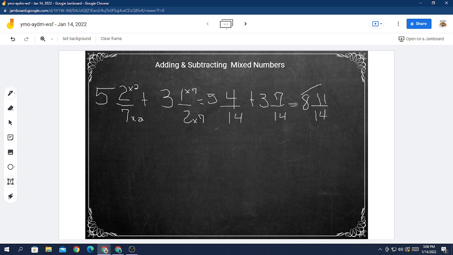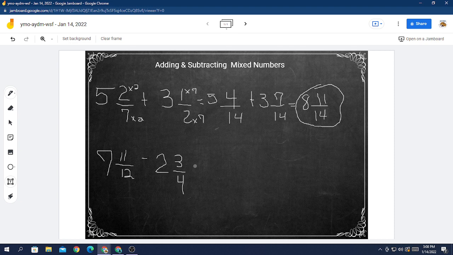And unfortunately, this number cannot be simplified. That is its simplest form. Now let's try an example of subtraction. 7 is our whole number with a fraction of 11/12 minus 2 as our whole number and 3/4.